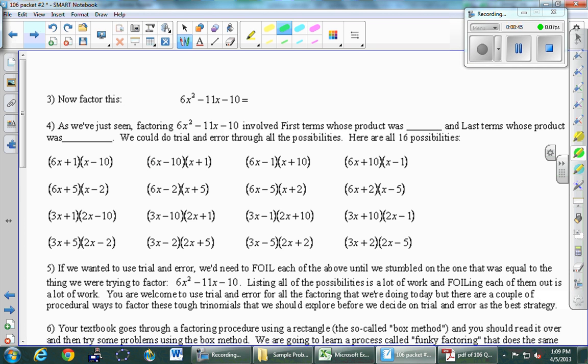So let's go down to this next page. Number 3 says factor this. Normally factoring things with a 6 in the front of the x squared is hard, but we just did this one, so you can write the answer. How does that factor? Meaning we're looking for 2 sets of parentheses.